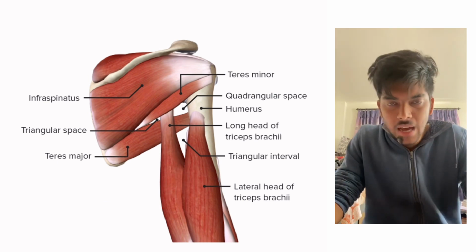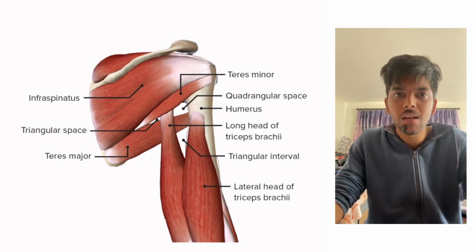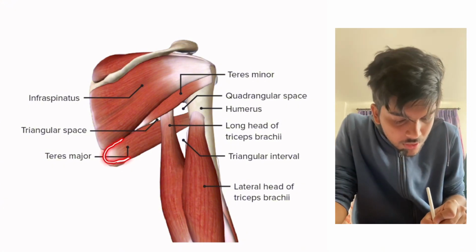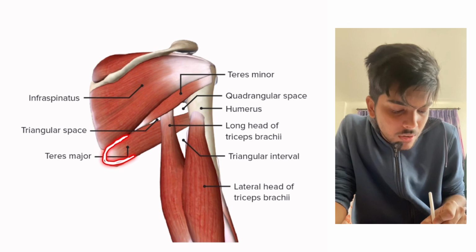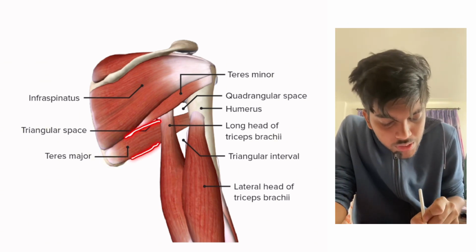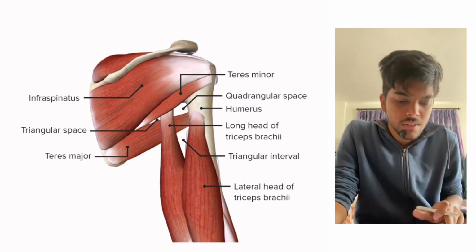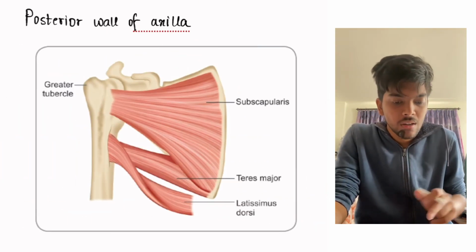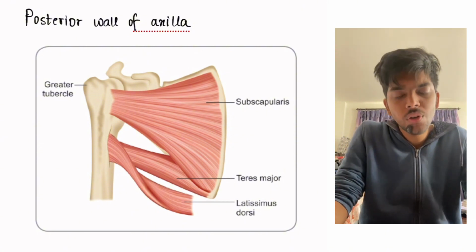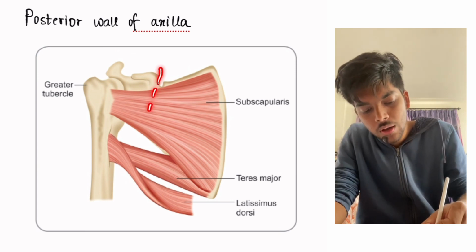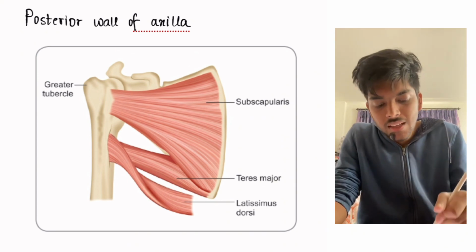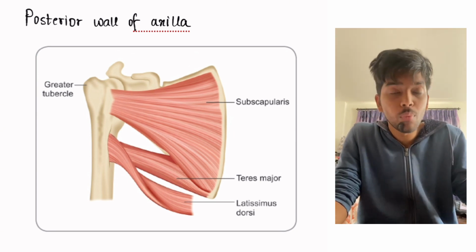As you can see in this diagram, this is the posterior view or the back view. Teres major originates from the back of the scapula, from the dorsal surface of scapula. However, it proceeds to insert in front of the humerus, and that is why teres major forms the posterior wall of axilla. If you were to take a longitudinal section of this wall, like the section that I took in the beginning, you would see these 3 muscles forming the posterior wall.